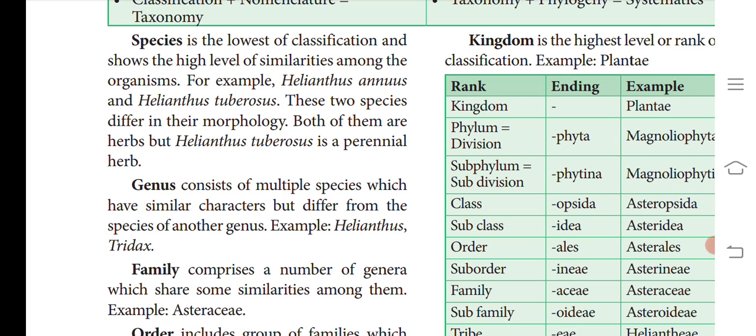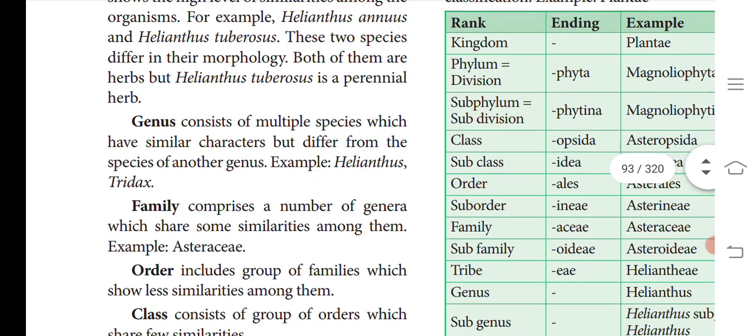Okay. So coming to genus, it consists of multiple species which have similar characters but differ from species of the other group. Example is Helianthus and Tridax. Both of them show the flower and floral arrangement, and they show the same kind of growth, but there are certain differences to make them differ from each other to come under different genus and family.